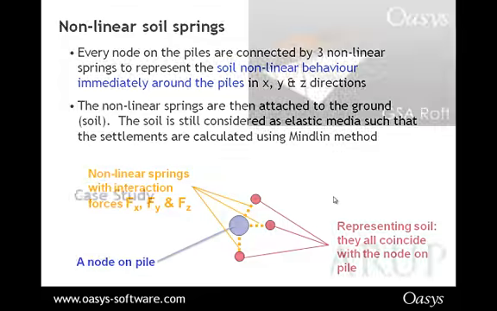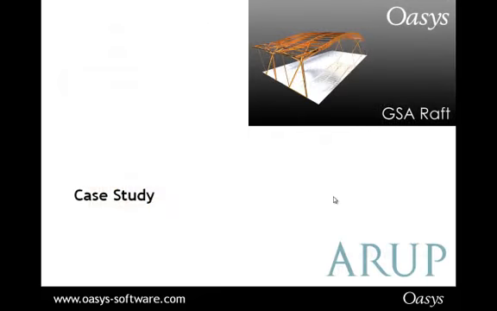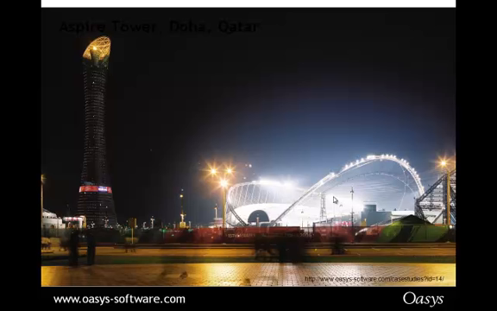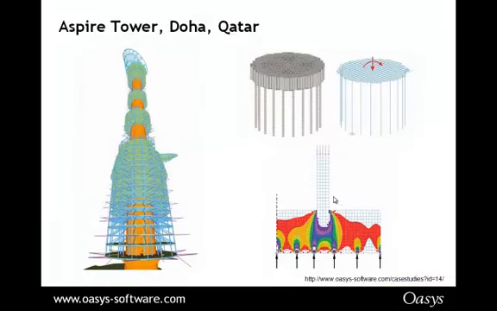So what I'll do is go on to a quick case study. I'm just going to cover this very briefly, but a detailed case study is available on our website in the case study section. As you can see, this is the Aspire Tower. This was built in Doha, and it was a centerpiece for the Asian Games. GSA Raft was used for the analysis. It was used to look at the pile-soil interaction, and to analyze the raft itself and the settlements. So it was used very successfully here, and the link to it is available in the bottom corner of the page. But you can look at that in more detail in your own time.